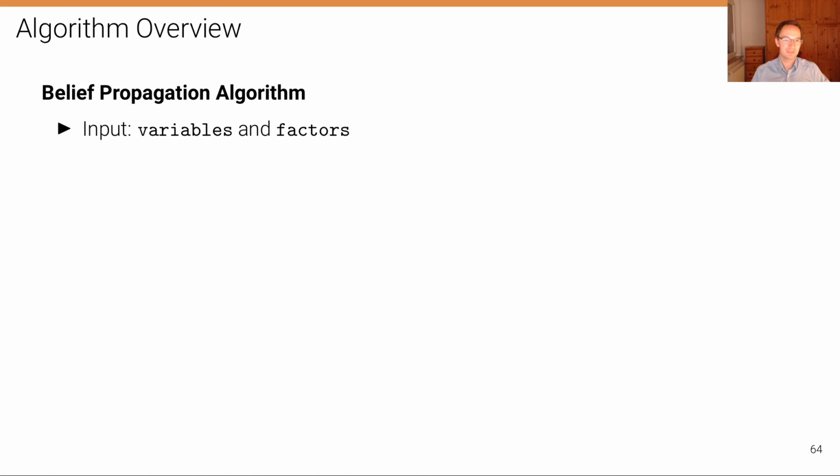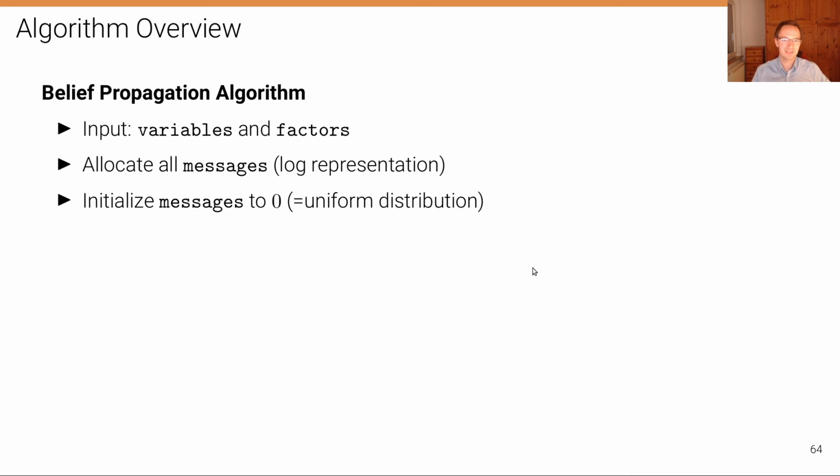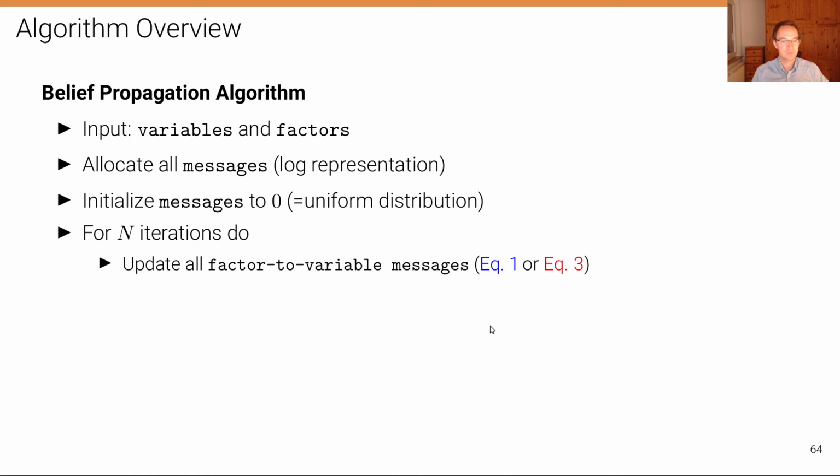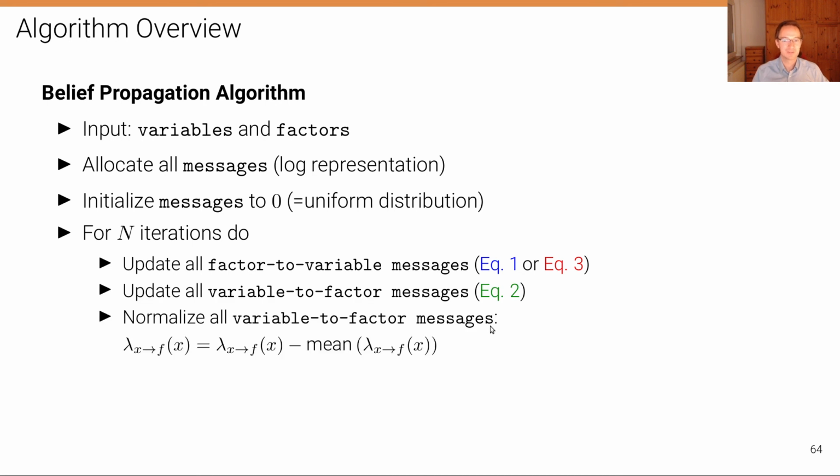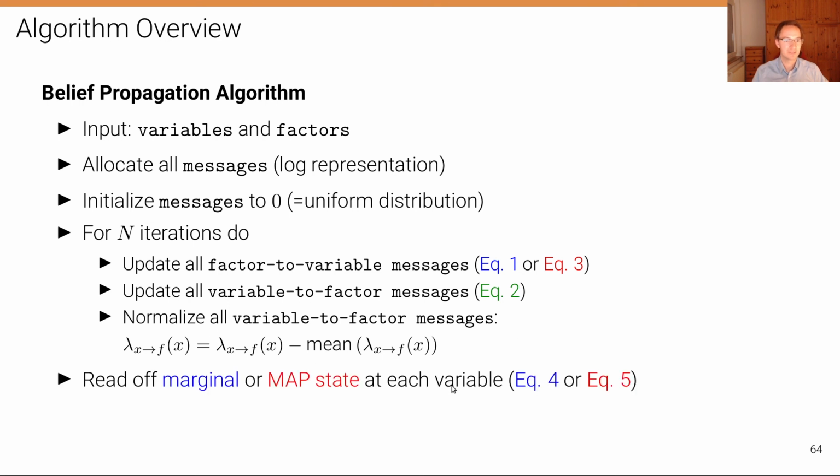The input is the variables and the factors that are specified. This is the definition of the problem. We allocate the messages in this log representation. Then we initialize the messages to 0, let's say, which corresponds to a uniform distribution, but you can also initialize differently. Then for some iterations, we update all factor to variable messages and all variable to factor messages. These are the equations from the previous slide, color-coded. Then we normalize them by subtracting the mean. And in the end, we read off the marginal and MAP state.